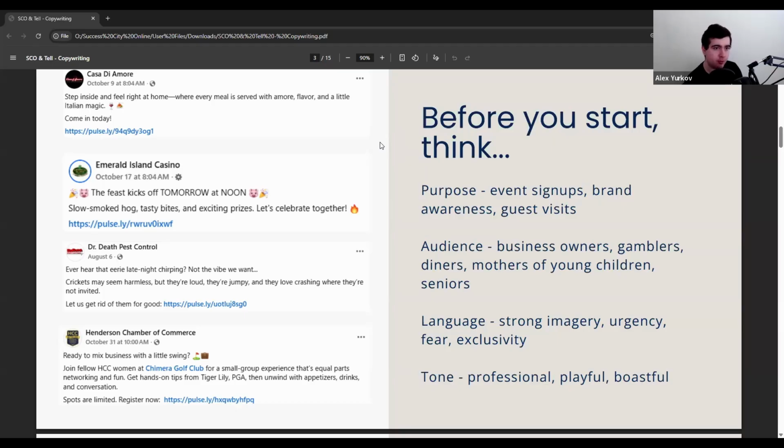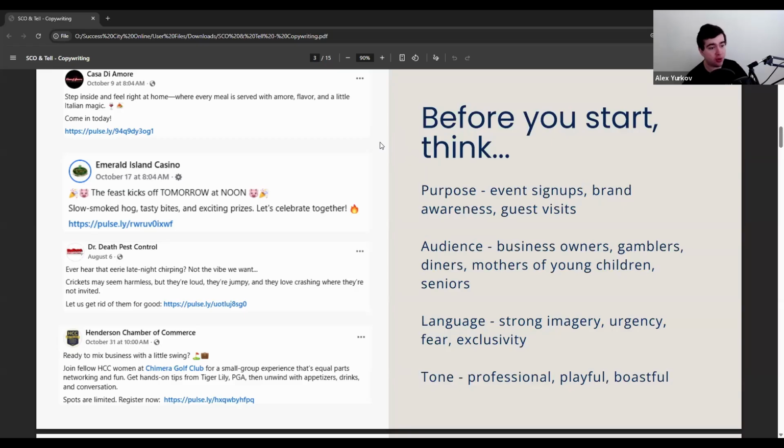So, for example, this Casa di Amore post at the top: "Step inside and feel right at home, where every meal is served with amore, flavor, and a little Italian magic." I thought this was a really strong hook because it created the image very well of what Casa di Amore wants to sell in terms of atmosphere.